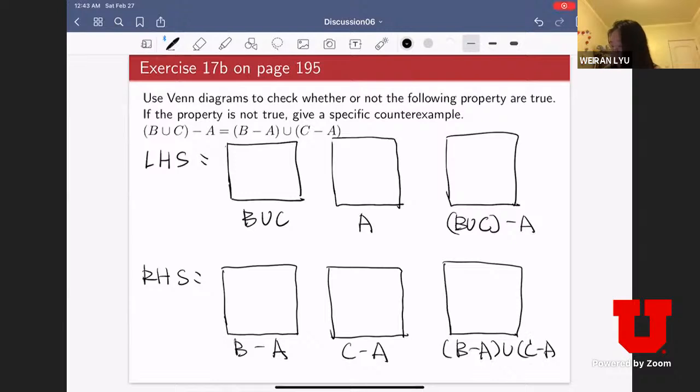All right, just draw the Venn diagrams for these boxes and see if the property is true or not. If it's not true, just give a counterexample.